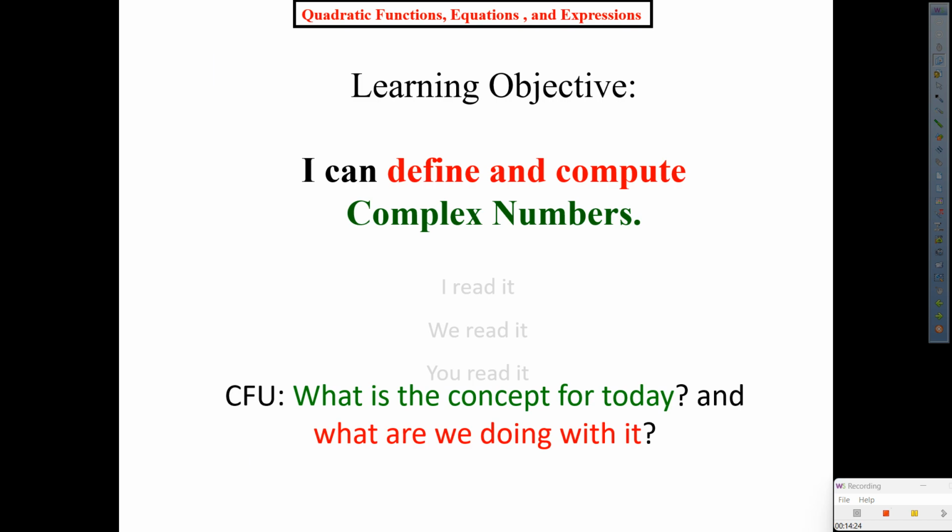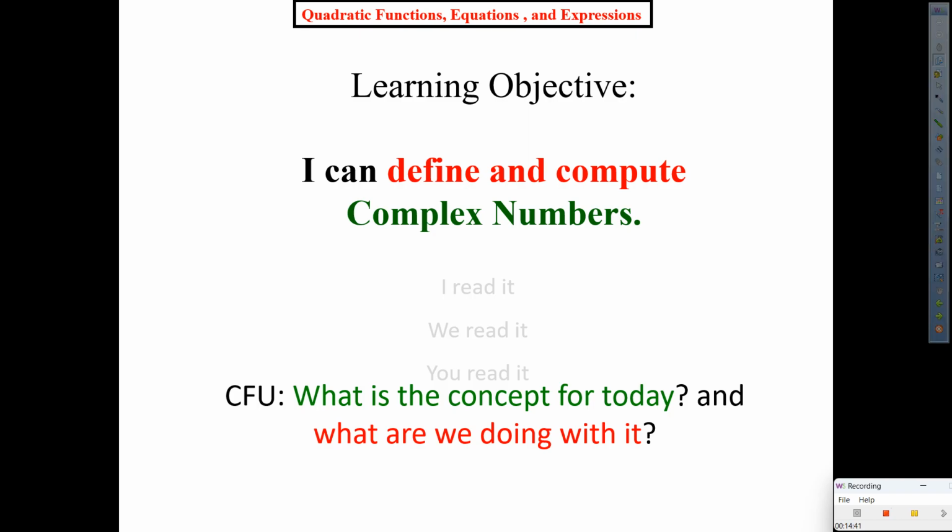All right, you get a coordinate ready, please. I can define and compute complex numbers. You do need a Frayer model because we're moving on today. Copy and go. All right, here we go. I can define and compute complex numbers.